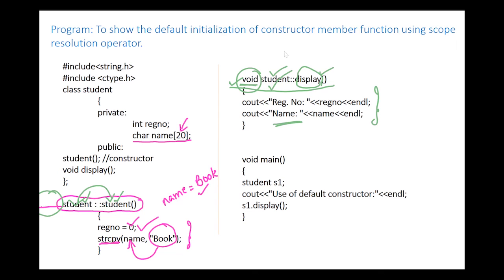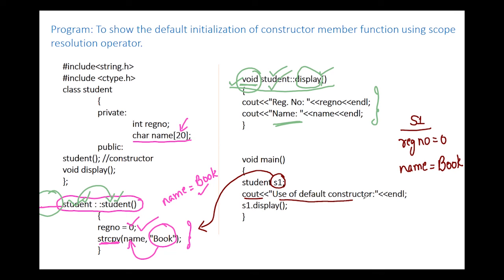Now let us go ahead and see how the main works. In the main, I am creating an object S1. As soon as I create an object, the compiler will come here and initialize the values. So what value is initialized when S1 is created? Register number is equal to 0 and name will have the character value book. Next, I'm saying cout use of default constructor. So this is going to get printed first, and then I'm saying s1 dot display.